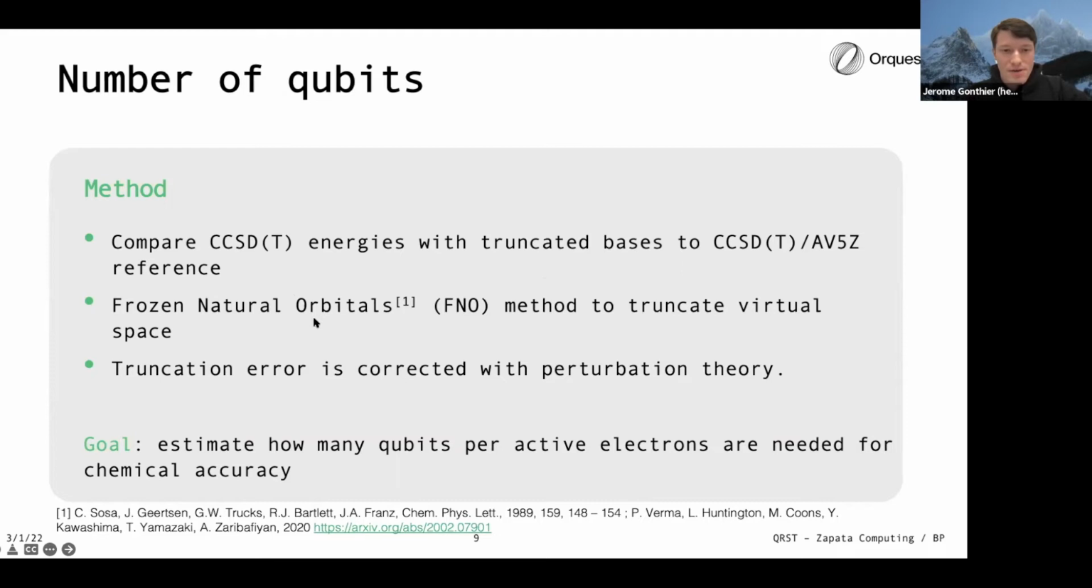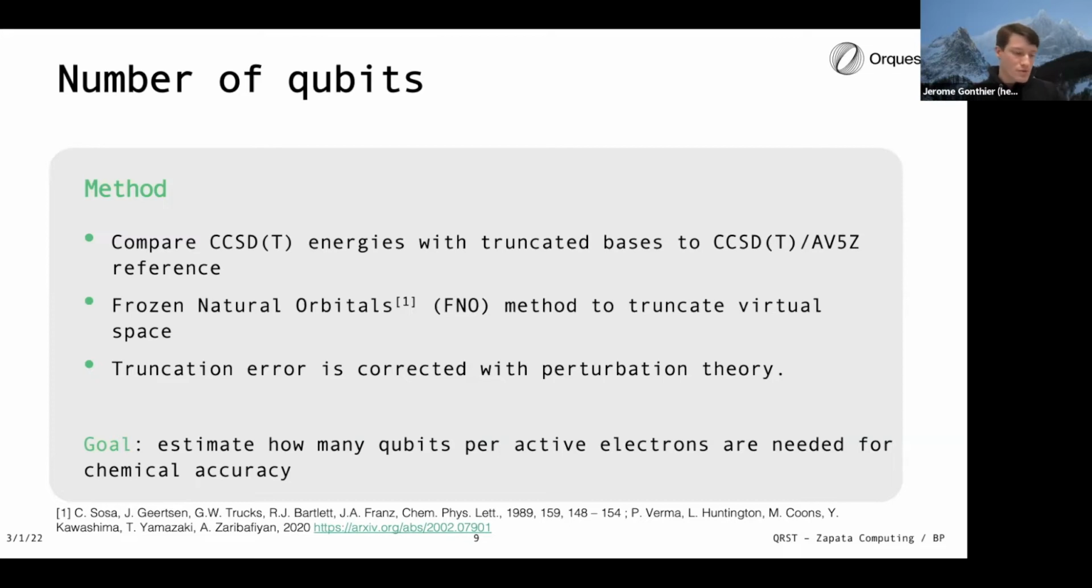So there's this FNO method to do that. That's known in quantum chemistry. It's just a way to prune this grid in a smart way to retain only the most important information. And then the truncation error is actually corrected using perturbation theory just to get us as close as possible to the original result. So the goal of this estimation is to have some scalable measure of how many qubits we need.